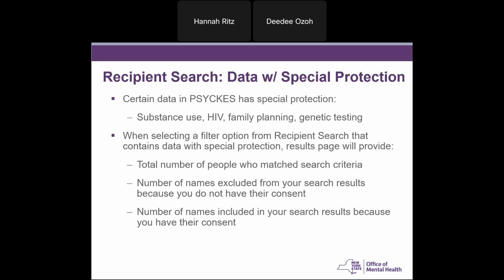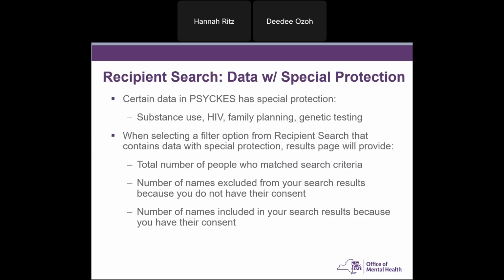One last note I'd like to make is that certain data in PSYCKES has special protections. Again, this includes substance use, HIV, family planning, and genetic testing. When selecting a filter option within Recipient Search that contains data with special protections, your results page will look a bit different. The results page will include what we call a 3 count, or 3 different numbers rather than just one number at the top of the page.